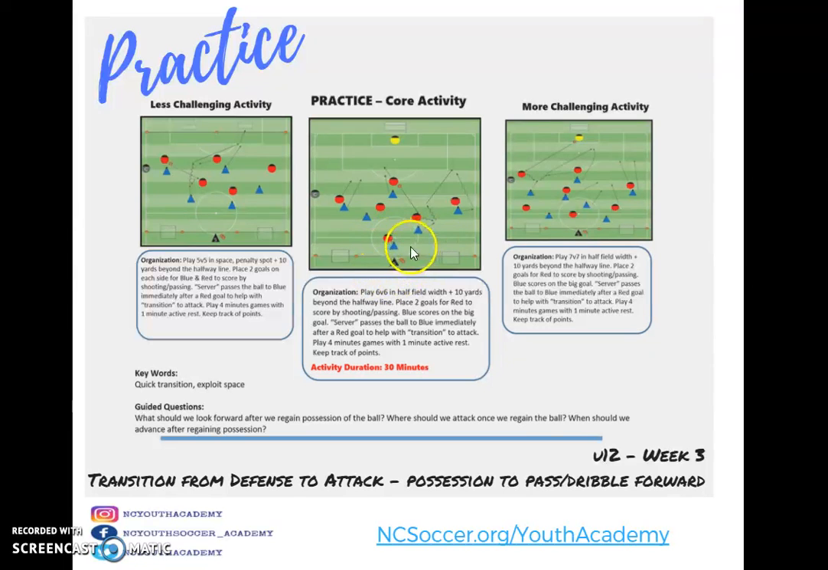The role of the server here is critical. So only when the red team scores is the server to interject a ball to the blue team immediately. The red team's either scored here in this goal, or if you want to add the rule, if it goes out of bounds here, which would be a goal kick, the server bounces it back in because you've just defended and now you have possession. And that's an effective way to help the blue team transition to attack.